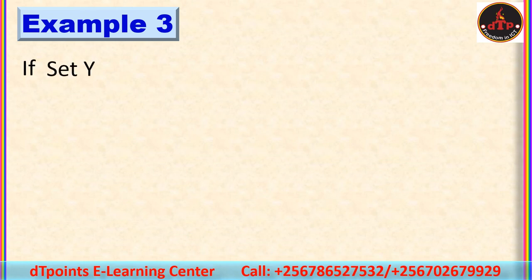It says if set Y is equal to vowel letters, you all know what vowel letters are. Do you remember them? You learned them in lower primary. A, E, I, O, U. How many are they? They are 5 in number.